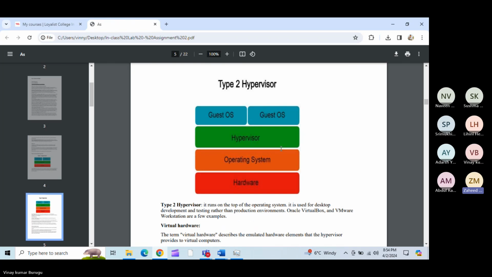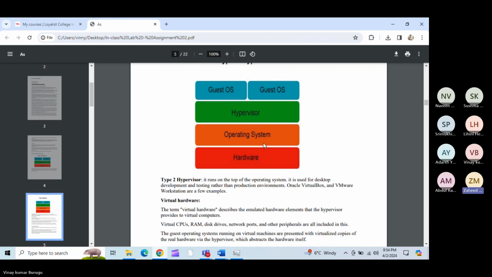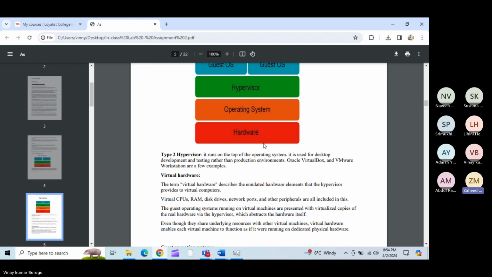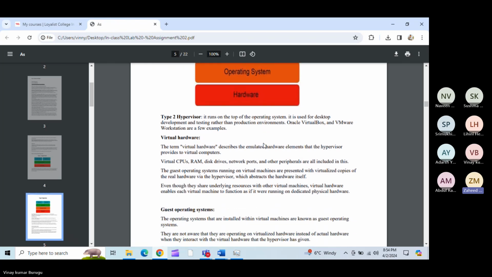Then next is the Type 2 hypervisor. Type 2 hypervisor runs on top of the OS, as we can see in the figure, which is running on the operating system, and then the guest OS. It is used for desktop development and testing rather than production environments. Oracle VirtualBox and VMware Workstation are examples of Type 2 hypervisors.